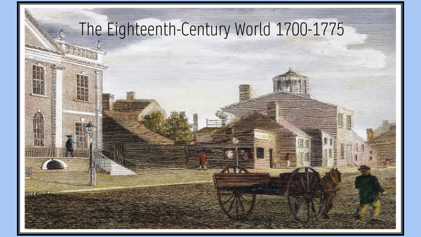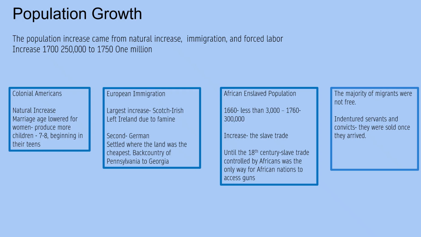This is Chapter 5, the 18th Century World, 1700 to 1775, which is right before the American Revolution. Between 1700 and 1750, the population of the American colonies is going to grow dramatically, from 250,000 to over 1 million. The increase is going to be from three main sources: natural growth, immigration, and forced labor.